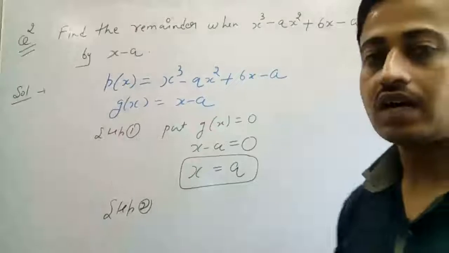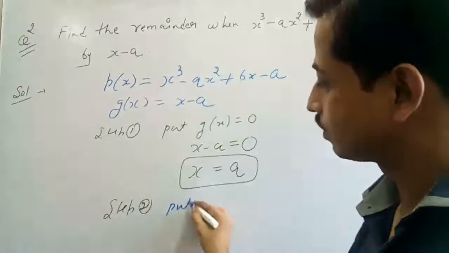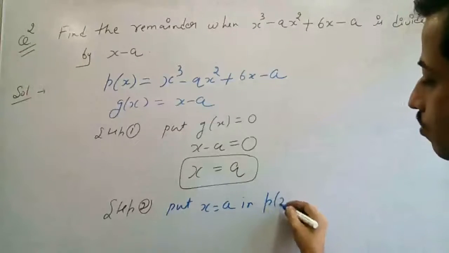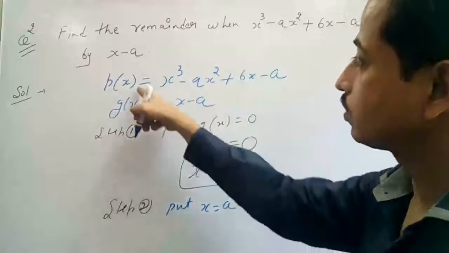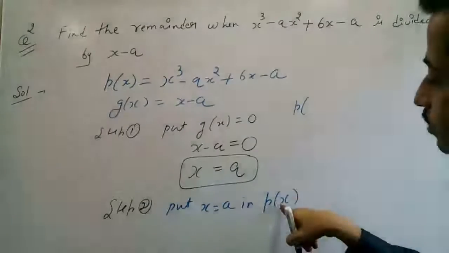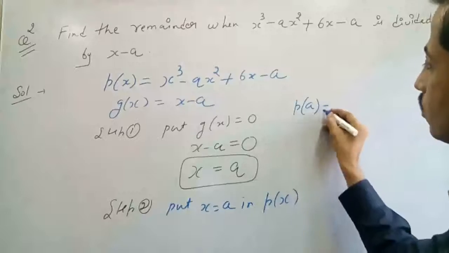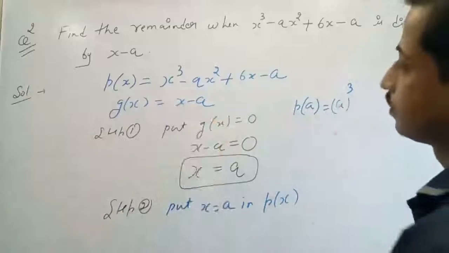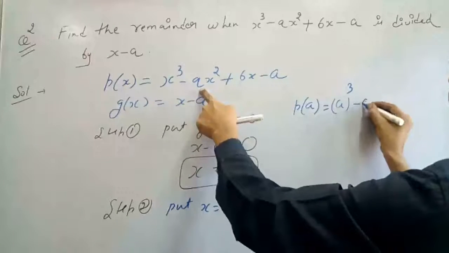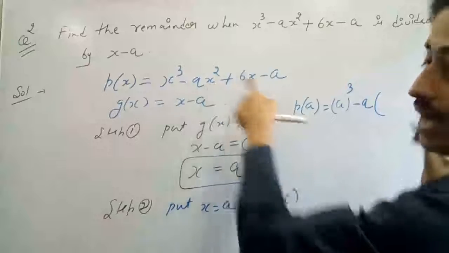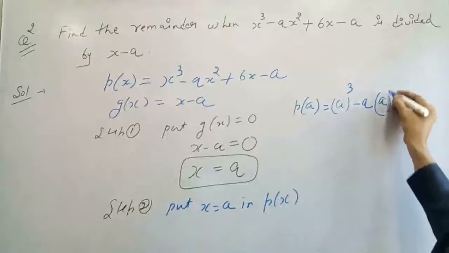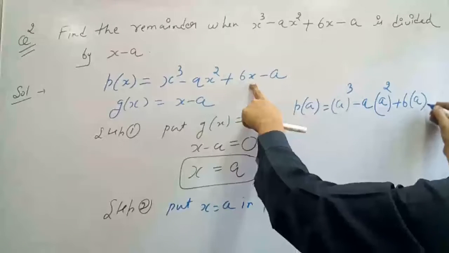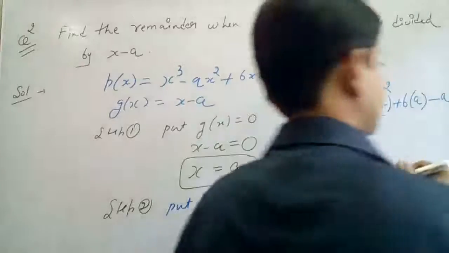Step 2 is what? We have to put x is equal to a in p of x. And what is P of x? This x is what? A. Now solve this. We have to put x. So I am going to put a cube minus a and x. X is again a square plus 6 into x, 6 into a minus a.